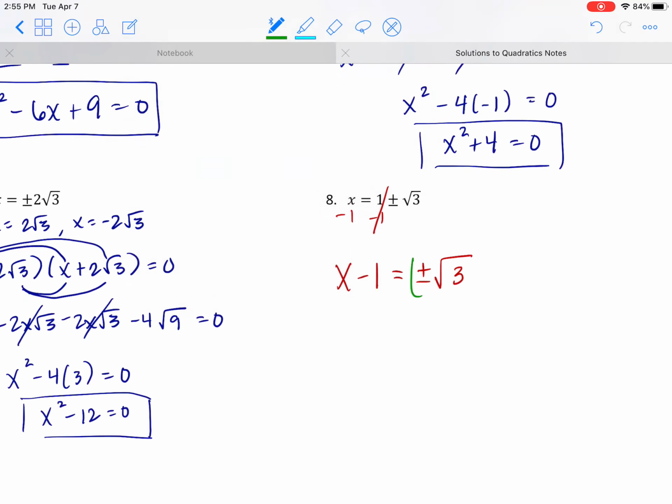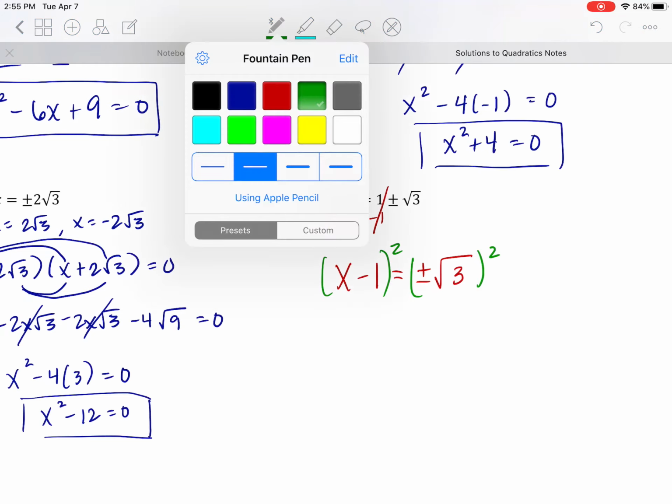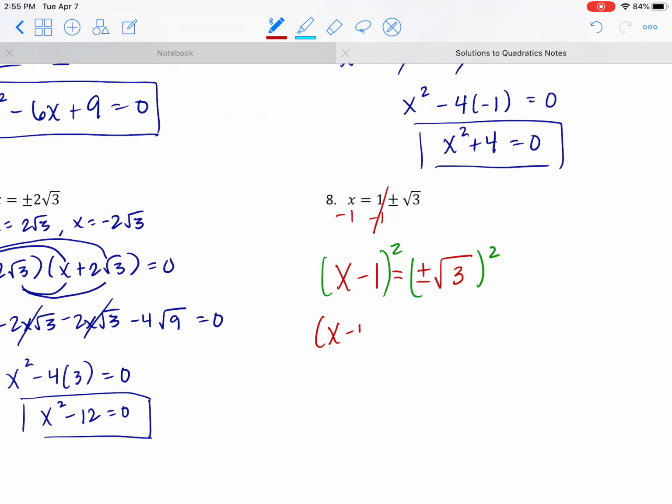So why is there a plus or minus radical 3 on this side? It's because I took that square root, right? And why did I take the square root? Because there was a square. So I moved the plus 1 with a minus 1, and now I'm going to get rid of the square root by squaring both sides. So I square both sides.